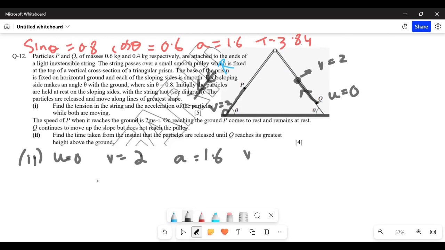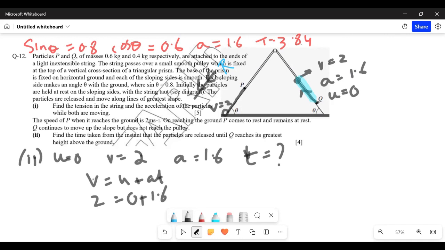Find the time taken from here till the highest point. Okay, so that means for the first part, we're going to find the time of this part. We also know the acceleration of the connected particles, it's 1.6. So use these 3 parameters to find T. So we can use V is equal to U plus AT. So 2 is equal to 0 plus 1.6 T. So T comes out to be 1.25.